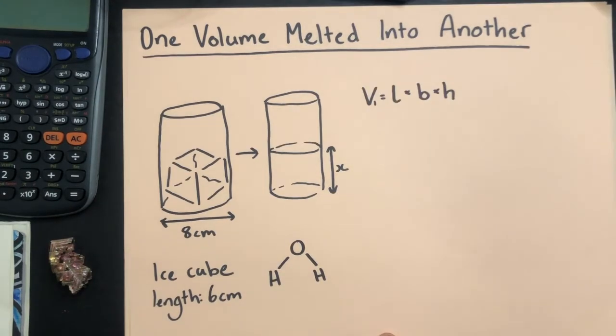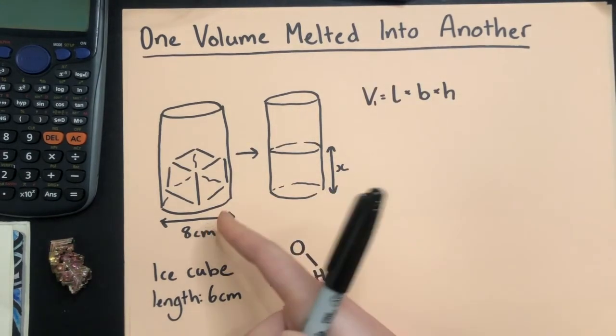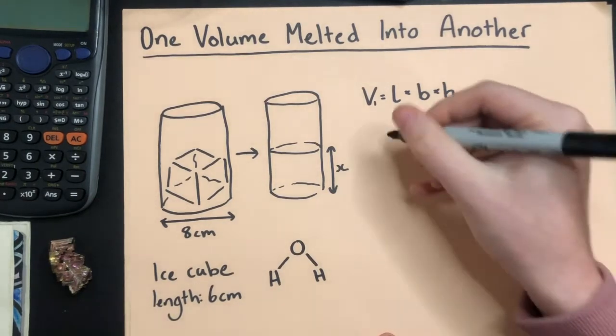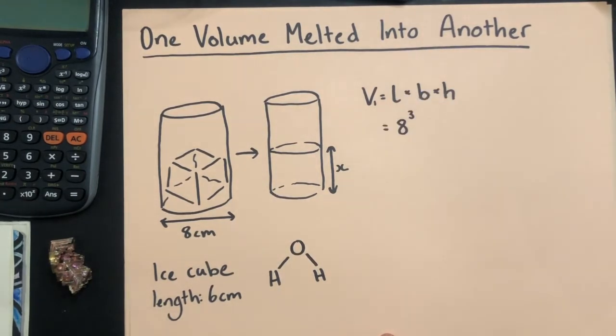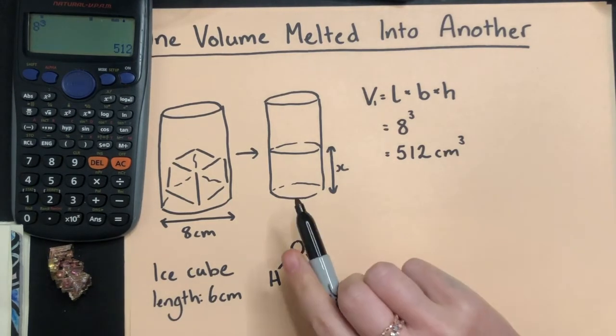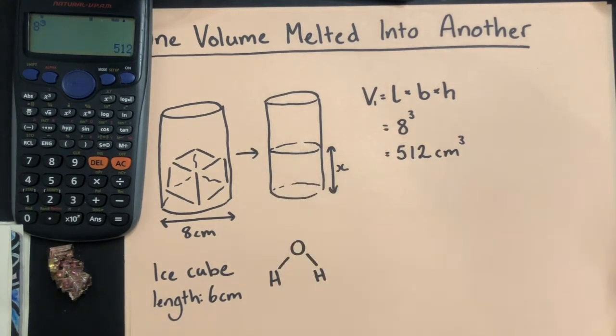to ignore that. Step 1 is we're going to work out the first volume, which is when it's in its cube form. So length times breadth times height, but all of those are the same, so we're going to have 6 cubed, which is 216 centimeters cubed. And then it takes up the space of a cylinder here. So I'm going to start with the volume of a cylinder, pi r squared h, and I'm just going to substitute in everything I know.